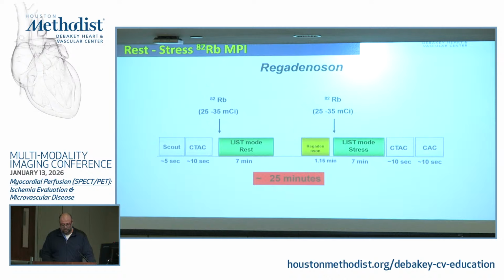So the protocol, we inject for 7 minutes. The 2 injections have to be separate by 10 minutes as per the generator characteristics. Then we go ahead and inject regadenoson or other stress agent, and then we acquire another imaging and finish up with a quick CT. So the protocol is very quick. Patient is on the table one time, and that's it.